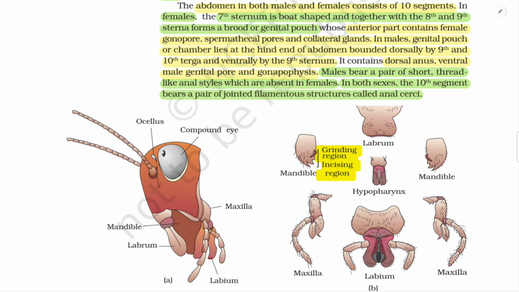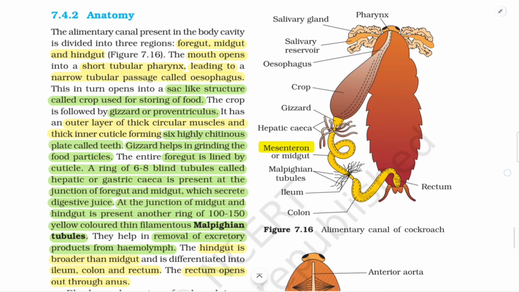In males, the genital pouch or chamber lies at the hind end of the abdomen, bounded dorsally by the ninth and 10th terga and ventrally by the ninth sternum. It contains a dorsal anus, ventral male genital pore, and gonapophysis. Males bear a pair of short, thread-like anal styles which are absent in females. In both sexes, the 10th segment bears a pair of jointed filamentous structures called anal cerci.